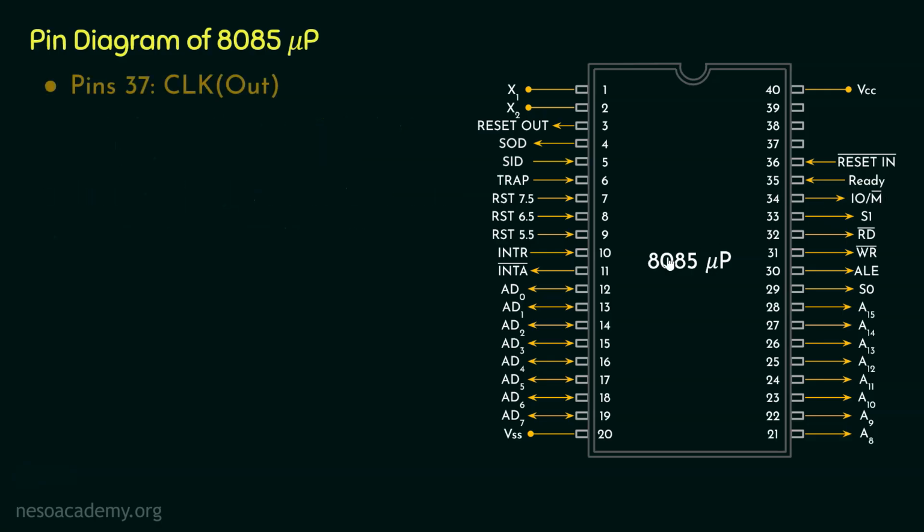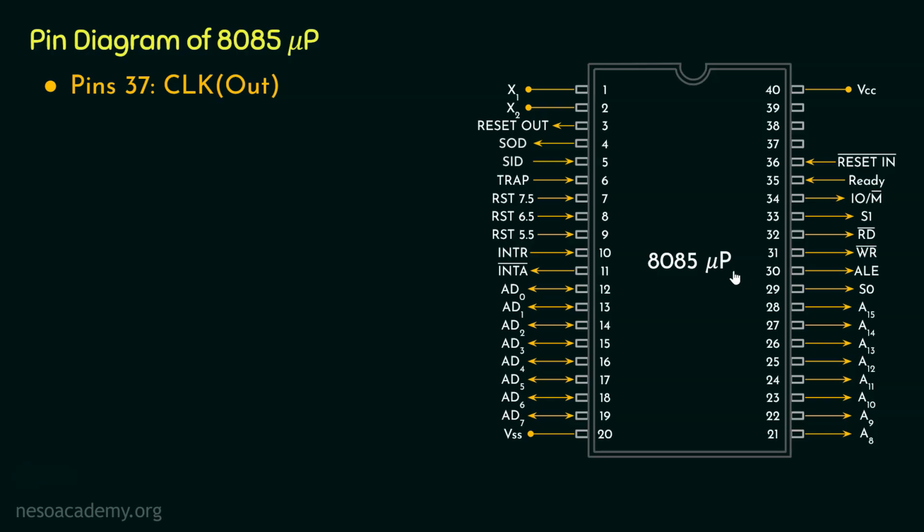Let's now learn about the next pin, that is pin number 37 or clock out. Now in the very first session of the pin diagram of 8085 microprocessor, we learned about the pins 1 and 2, that is X1 and X2. And we already know these two pins are responsible for the clock frequency of the microprocessor.